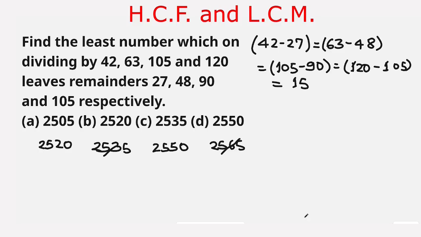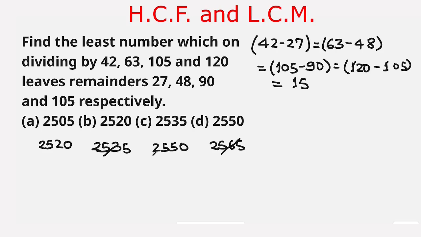As one of the given numbers is 63, which is a multiple of 9, it means that out of 2520 and 2550, the number that is divisible by 9 will be our answer. So we add the digits of the given options. 2 plus 5 is 7, plus 2 is 9. This number is divisible by 9. So this might be our answer.